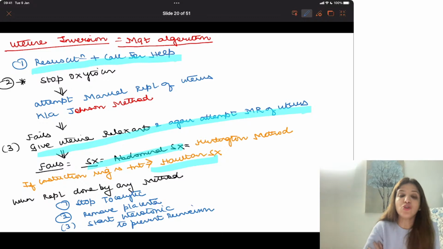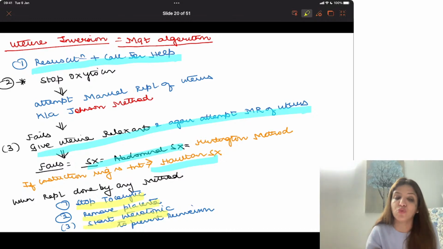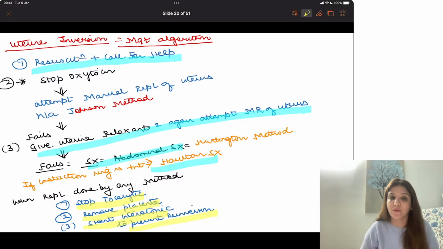Now, when you have done replacement by any of these methods, once the uterus has been replaced, you are going to stop the tocolytic, you are going to remove the placenta, and you are going to start a uterotonic to prevent reinversion. Right? So once you've done this much, stop the tocolytic, whichever tocolytic or uterine relaxant you were giving, remove the placenta and then restart with a uterotonic so that reinversion doesn't happen.